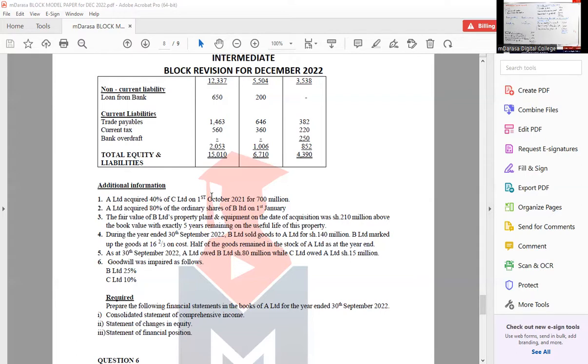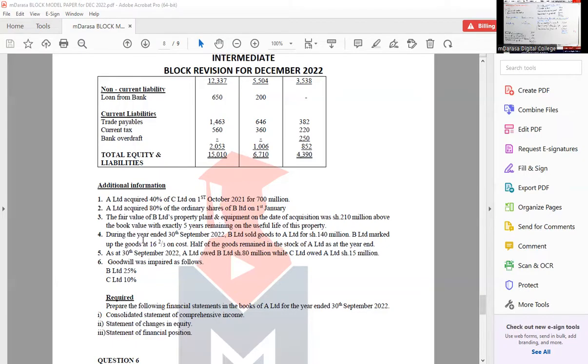You are also told that A Limited acquired 80% of the ordinary shares of B Limited on 1st January. So I'm having A Limited acquiring 80% of the ordinary shares of B. Definitely that will make it a subsidiary because you're talking of a shareholding of more than 50%. So ideally that should give us our subsidiary. So at this point you can agree and say that B is basically a subsidiary of A.